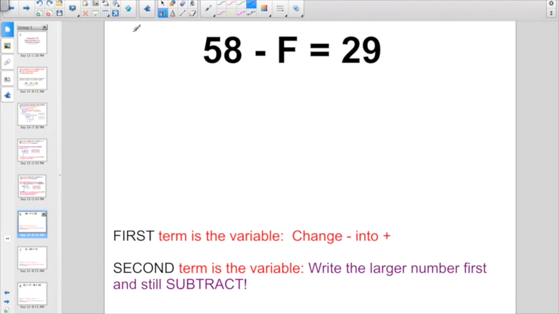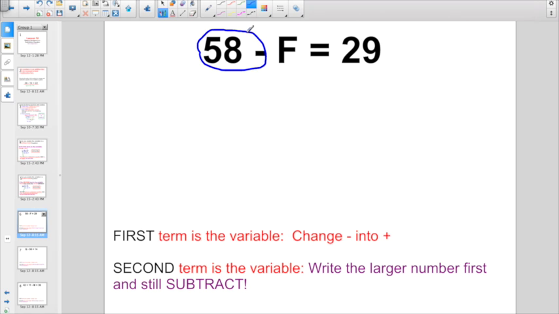So let's start off right now. Here I have 58 minus F equals 29. In a subtraction equation, you have to ask yourself, is the first term the variable or the second term? 58 is first, F is second. So when I'm getting ready to isolate the variable, I want to write the larger number first and still subtract. Okay, do I have terms to combine to start off with? Looks like I don't. Let's get ready to isolate our variable right away.